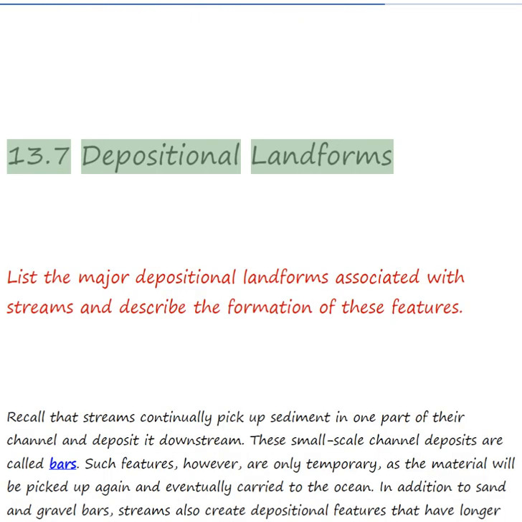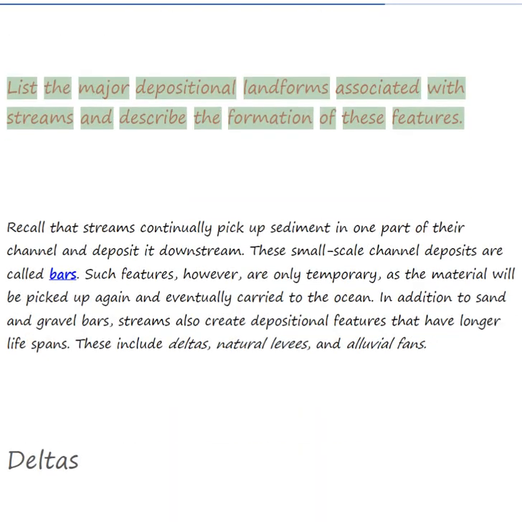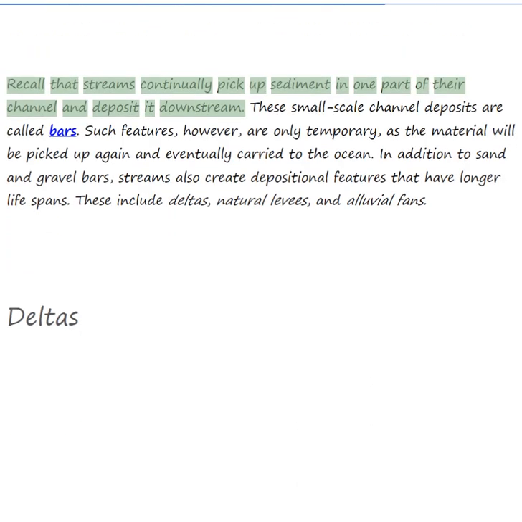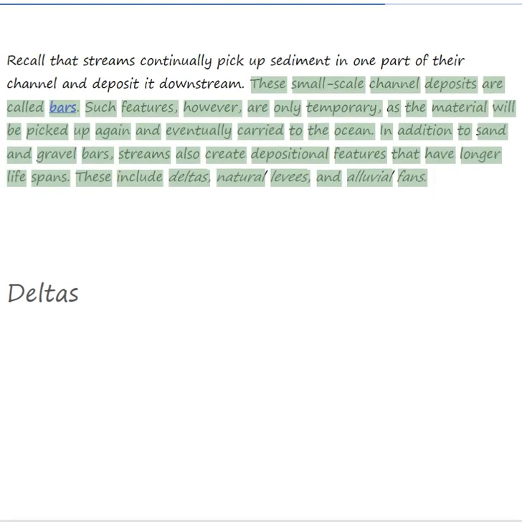13.7 Depositional landforms. List the major depositional landforms associated with streams and describe the formation of these features. Recall that streams continually pick up sediment in one part of their channel and deposit it downstream. These small-scale channel deposits are called bars. Such features, however, are only temporary, as the material will be picked up again and eventually carried to the ocean. In addition to sand and gravel bars, streams also create depositional features that have longer lifespans. These include deltas, natural levees, and alluvial fans.